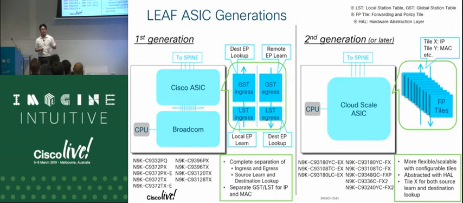Then the next one is leaf ASIC generation. We basically have first and second or later. In the first generation, we had two ASICs. One of them is a Broadcom chip, another one is a Cisco ASIC. Most of the functionality is on the Cisco ASIC. And in there, we have two different types of block: GST, Global Station Table, and LST, Local Station Table.